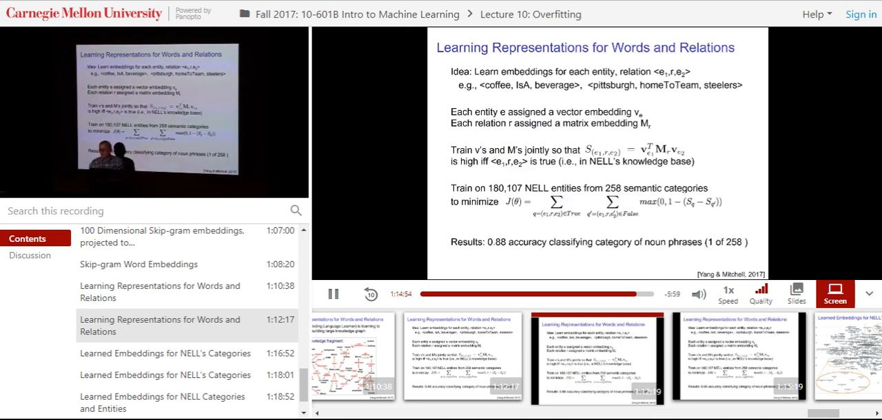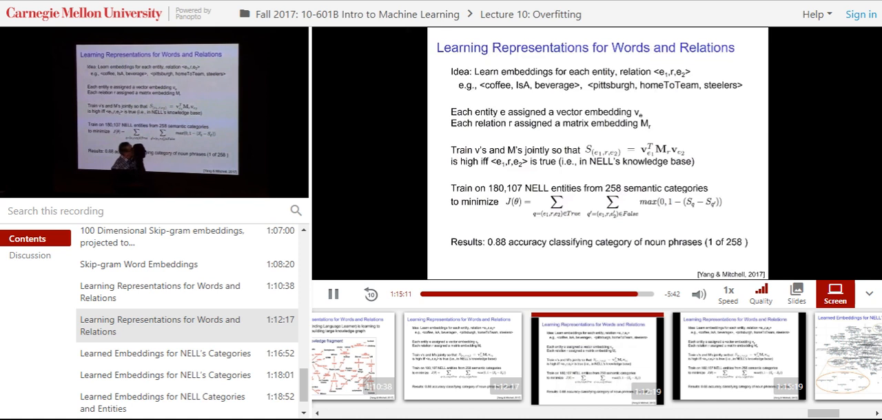Pittsburgh is home to Team, and we'll just randomly pick an entity, like Penn. Pittsburgh is home to Team Penn. But then we sum over those triples. This quantity, this product, is the score for this relation.